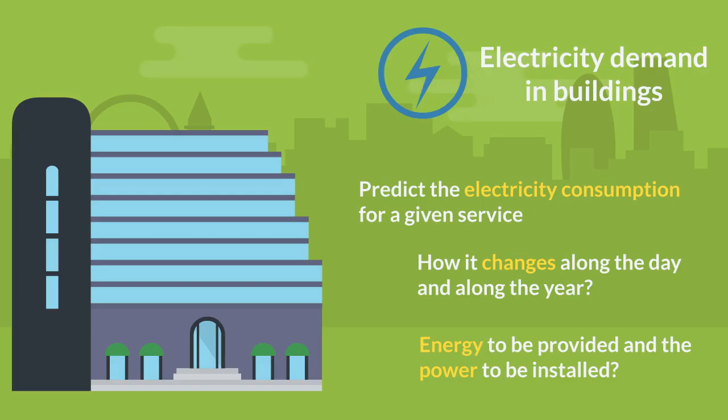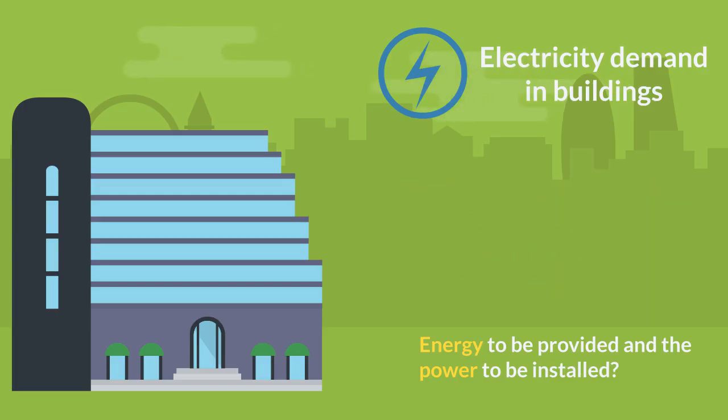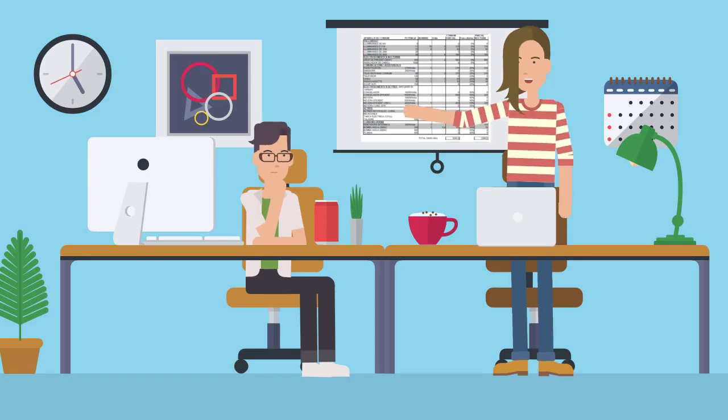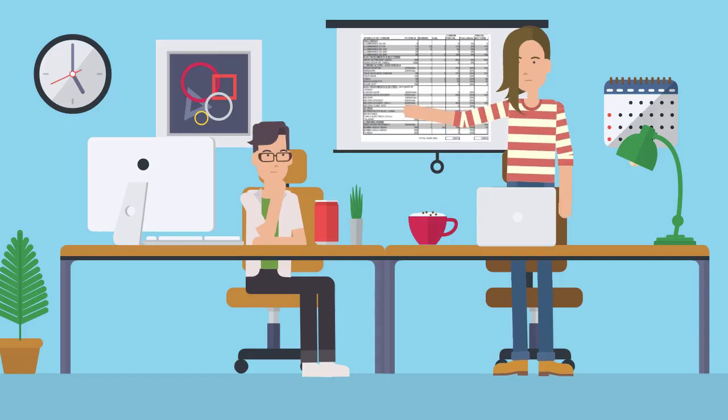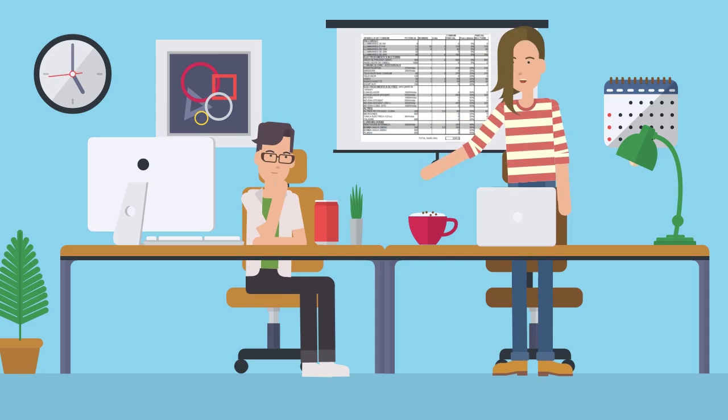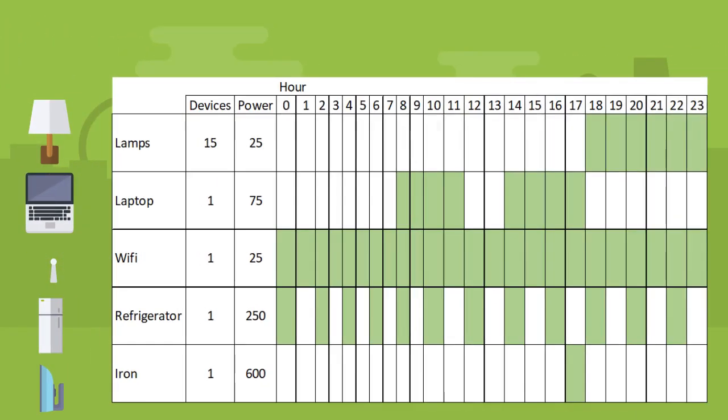The last question is, how can we calculate the energy to be provided and the power to be installed? You can use a spreadsheet and add the type of equipment or appliance, the power consumed, and the hours per day that it is consuming electricity. With this, you can calculate overall daily consumption. Doing the same calculations hour per hour, you can estimate the hourly consumption profile in a day. If consumption is expected to change along the year, you can repeat the same calculations for every month.